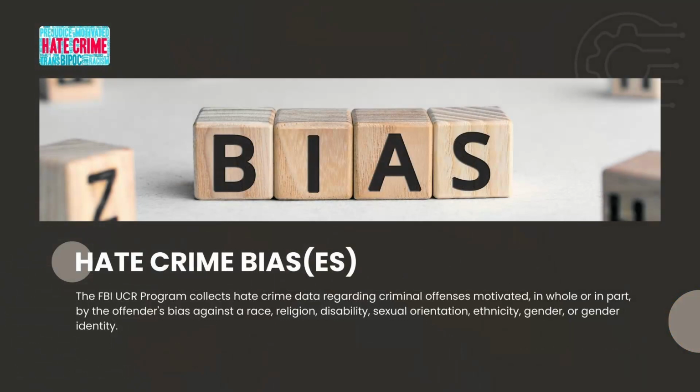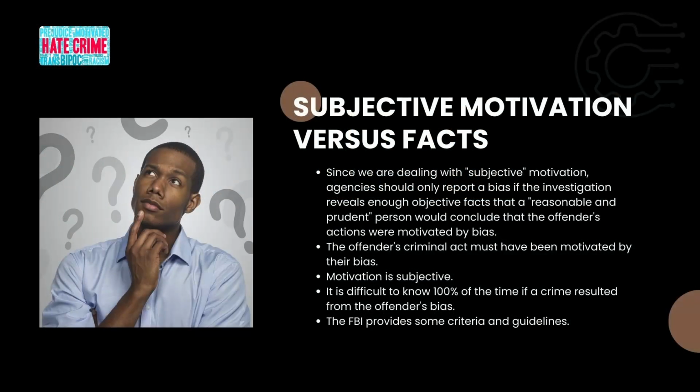To review, the FBI UCR program collects hate crime data regarding criminal offenses motivated in whole or in part by the offender's bias against a race, religion, disability, sexual orientation, ethnicity, gender, or gender identity. Since we're dealing with subjective motivation, agencies should only report a bias if the investigation reveals enough objective facts that a reasonable and prudent person would conclude that the offender's actions were motivated by bias.